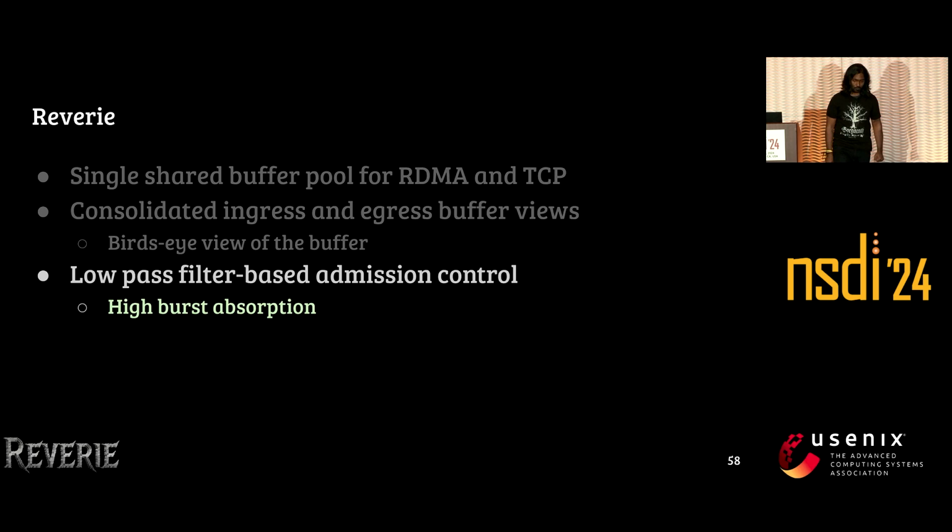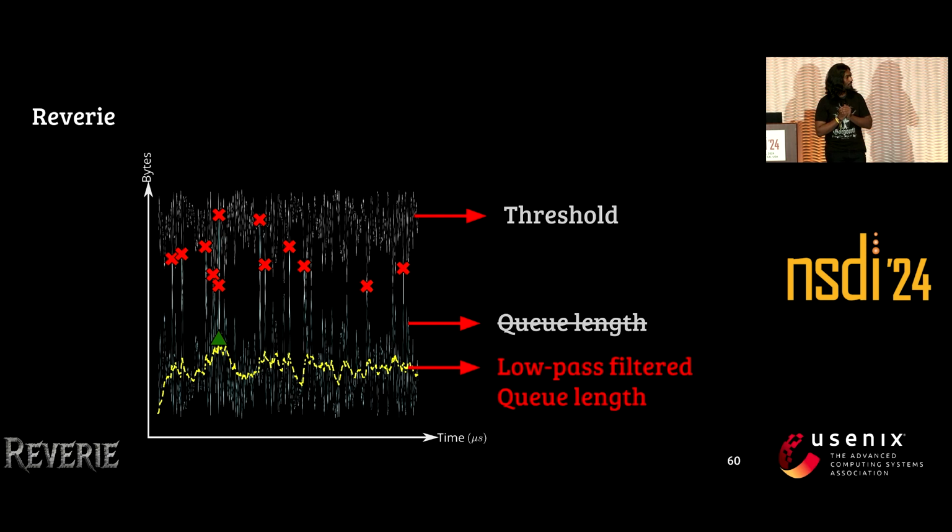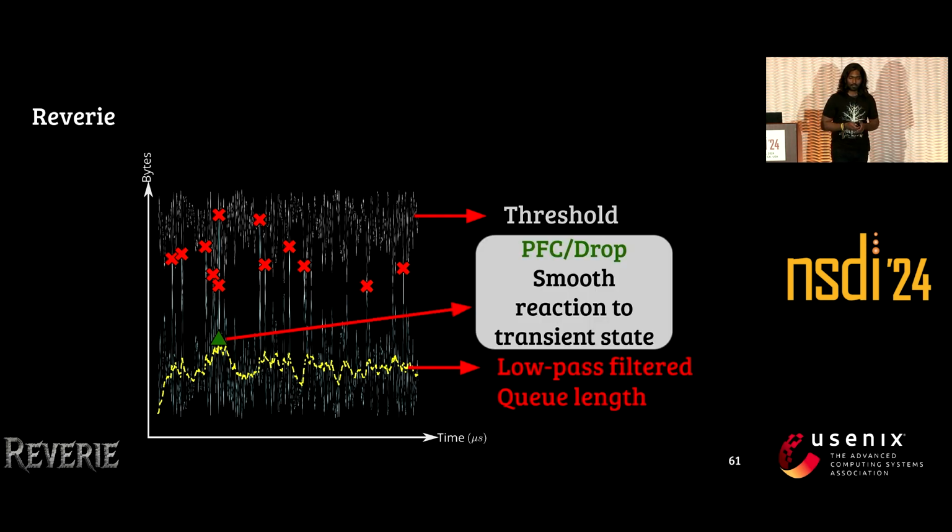The final piece of the problem: how do we improve burst absorption when RDMA and TCP traffic interact together? In this case, we introduce the notion of low-pass filter-based admission control. Instead of overreacting to every transient state of the buffer, we pass the queue length through a low-pass filter, and we compare thresholds with the low-pass filtered queue length. This allows Reverie to smoothly react to the transient state of the buffer.